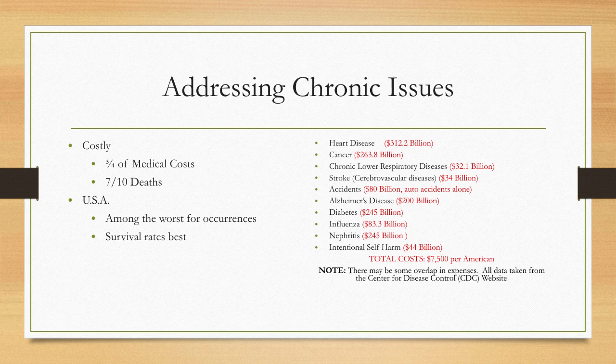So let's take a look at a list of the most common chronic issues affecting Americans. Beside each disease, in red, I listed the total annual cost associated with that disease. When you add all of our country's healthcare costs up, we find that we spend about $7,500 per American, whether they're healthy or not, on medical care. Chronic or preventable diseases account for about 75% of all of those healthcare expenses and almost 75% of all deaths each year. That makes the United States one of the worst countries in the world for the occurrences of chronic diseases. Now, fortunately, we have a medical system that gives us one of the highest survival rates in the world, but that means people are living a long time with some of these chronic issues.